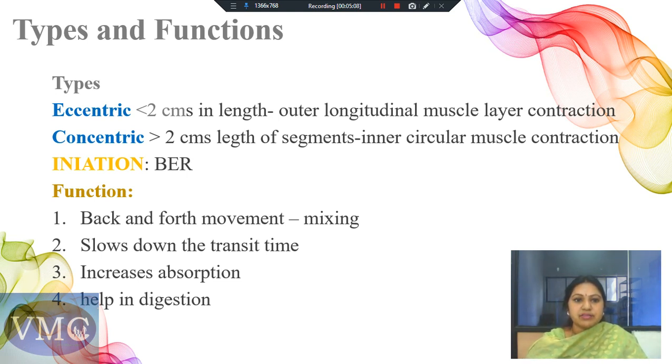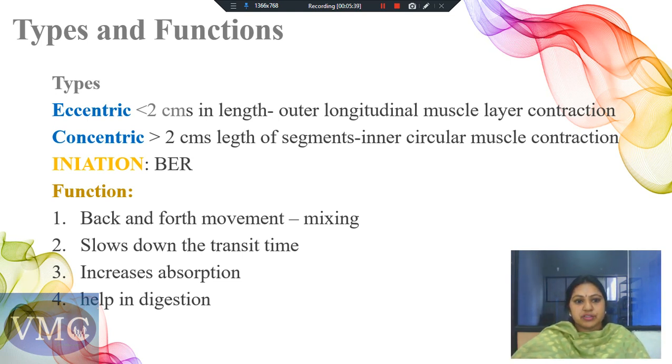Concentric contraction involves more than 2 centimeters of the length of the intestinal segments, and the inner circular smooth muscles contract. So these contractions are like this. Okay, so you have the circular muscles contracting and the longitudinal muscles contracting. These are the types of small intestinal segmental contractions, and we already know the most basic thing is the slow waves, or the basic electrical rhythm, which gives rise to these types of contractions.